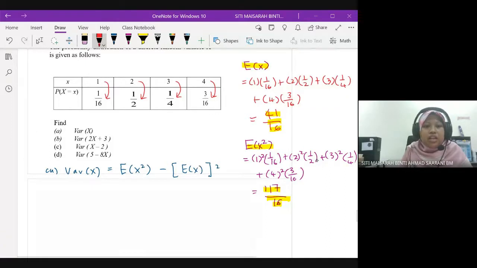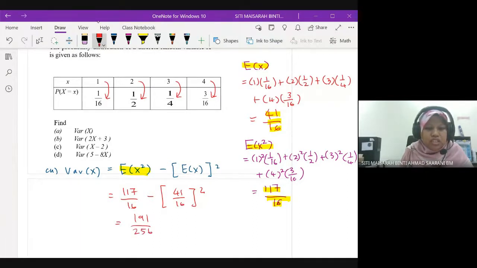So jadi variant X is equal to EX square minus EX square. We substitute EX square with 117 over 16 minus with 41 over 16 square. Okay, so jadi kita kira 117 over 16 minus 41 over 16 square is 191 over 256. So this is our variant X lah. So variant X is 191 over 256.